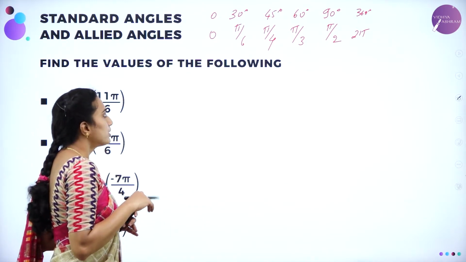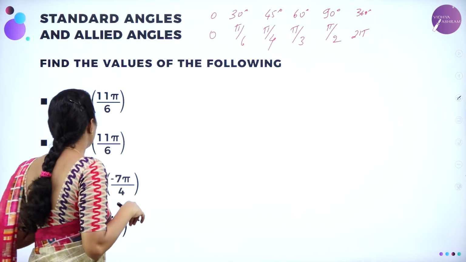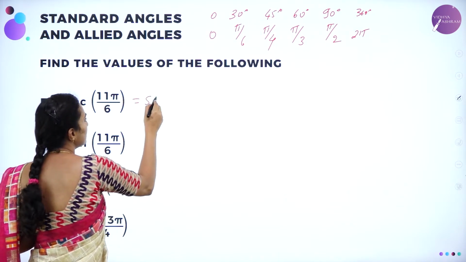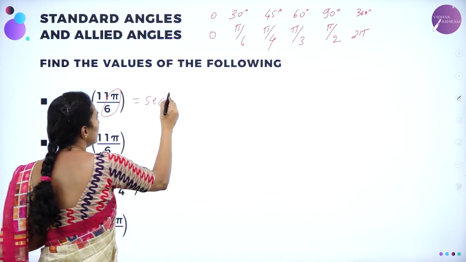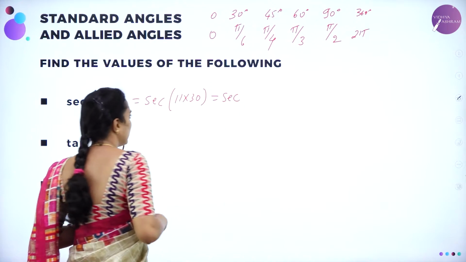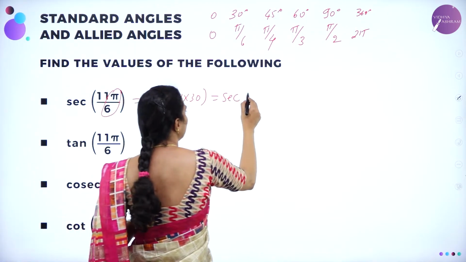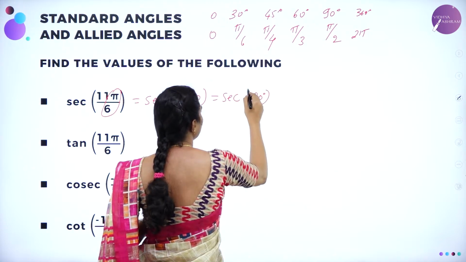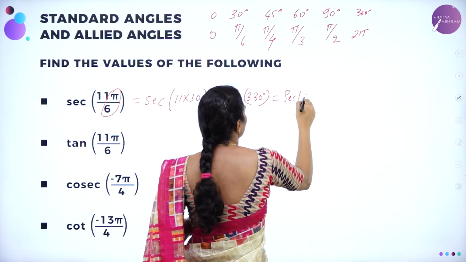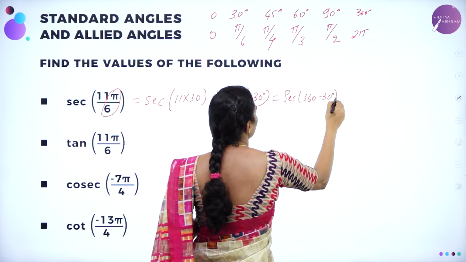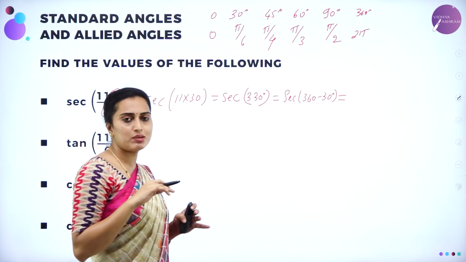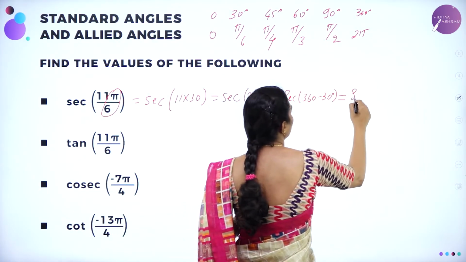So by knowing this, you can have it as secant 11 pi by 6. Pi by 6 is nothing but 30 degrees. So this pi by 6 is 30 degree. Secant 11 into 30, 11 3s are 33, which is 330 degree. So how are you going to write 330 degree? You can write it as secant of 360 minus 30, which is 330. Cos of 360 minus theta is cos theta, so secant of 360 minus theta is secant theta, which is secant 30 degree.